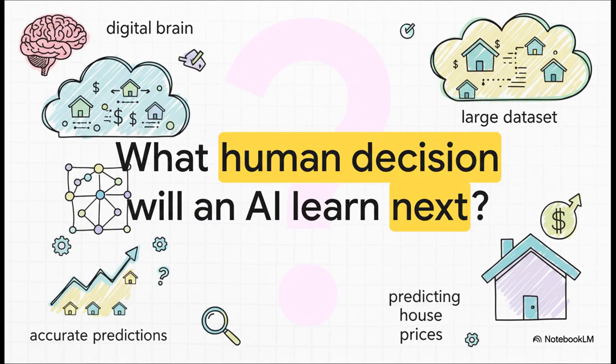So we've just watched an AI learn how to make a really complex human judgment call with some pretty impressive accuracy. And it kind of leaves you with a big question, doesn't it? What's the next human decision it's going to learn to make?